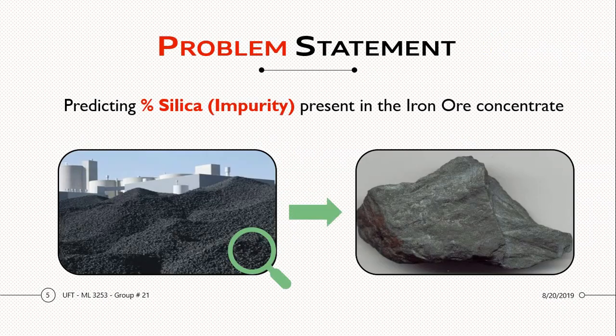Here is a picture of iron ore concentrate on the left, and when examined closely, it contains silica in the form of very small rocks. So our problem statement is to essentially predict these silica rocks that are potentially present in the iron ore concentrate. You might wonder how the silica gets separated from the concentrate. So next, I will explain the process of the flotation plant.